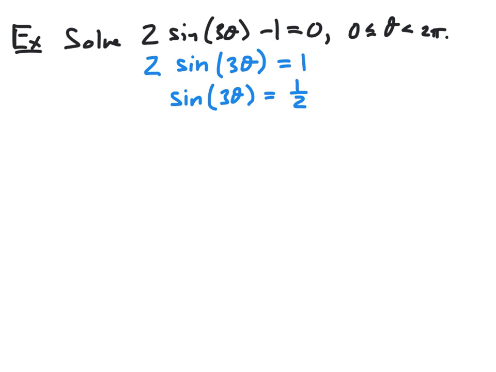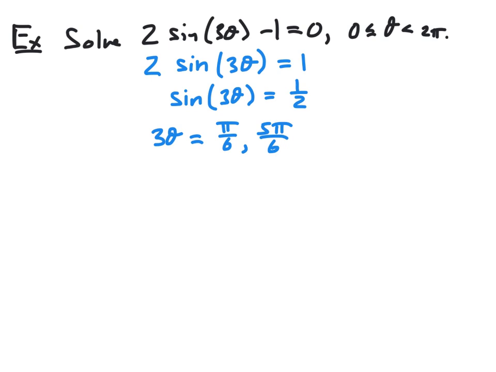And we know that if sine of some angle is equal to 1/2, that angle, in this case 3 theta, needs to be either pi over 6 or 5 pi over 6. Pi over 6 is the angle in quadrant 1, and 5 pi over 6 is the angle in quadrant 2, whose sine is 1/2. Now, we might try to divide this equation by 3 to obtain values for angle theta, and we are ultimately going to do that.